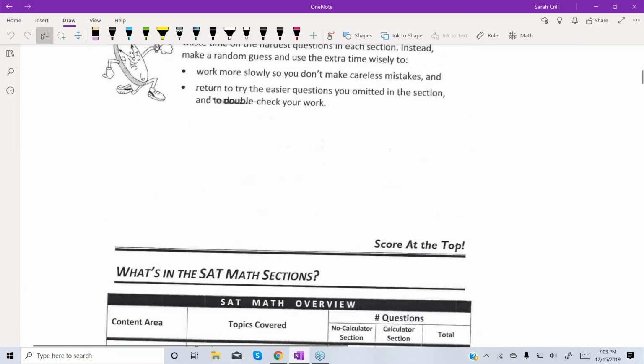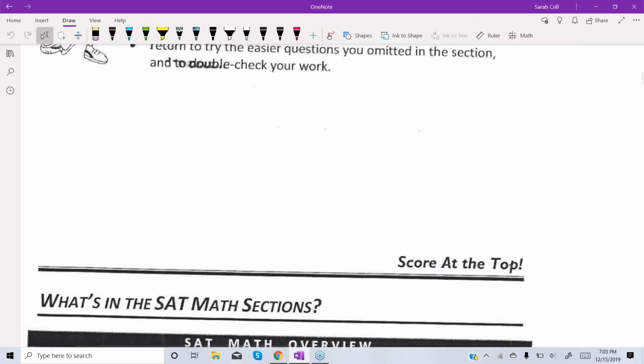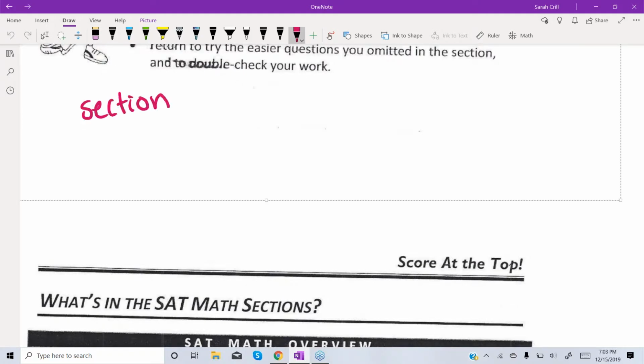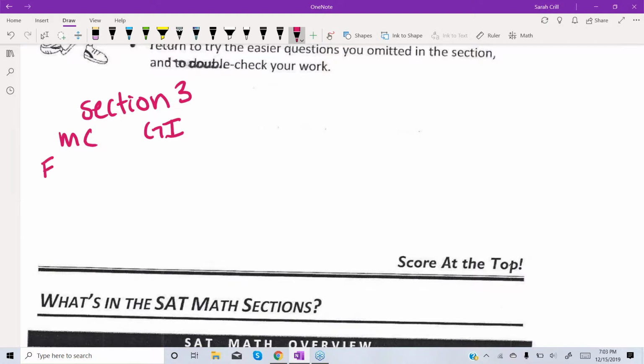One other thing you might want to observe. Generally, the section 3 math section is going to have multiple choice and grid-ins. The multiple choice will start off easy and get harder, generally. Same thing for the grid-ins. The grid-ins will start off easy and then get to hard. And the same thing for section 4.